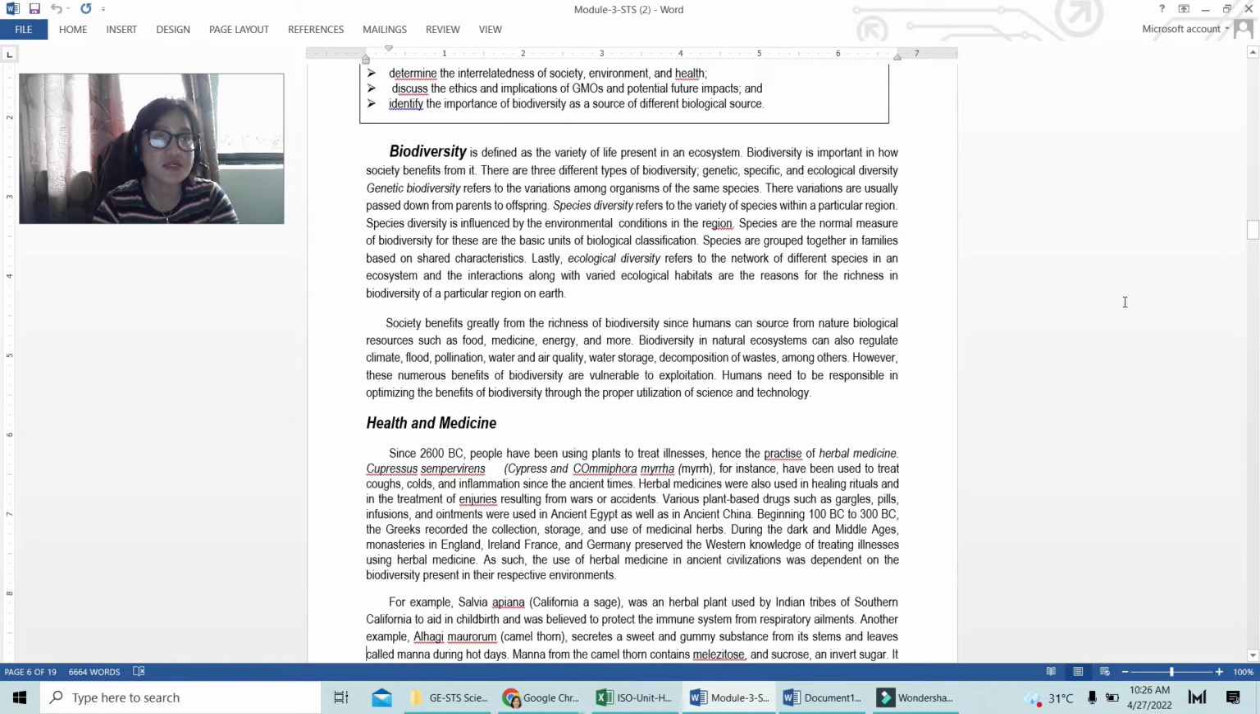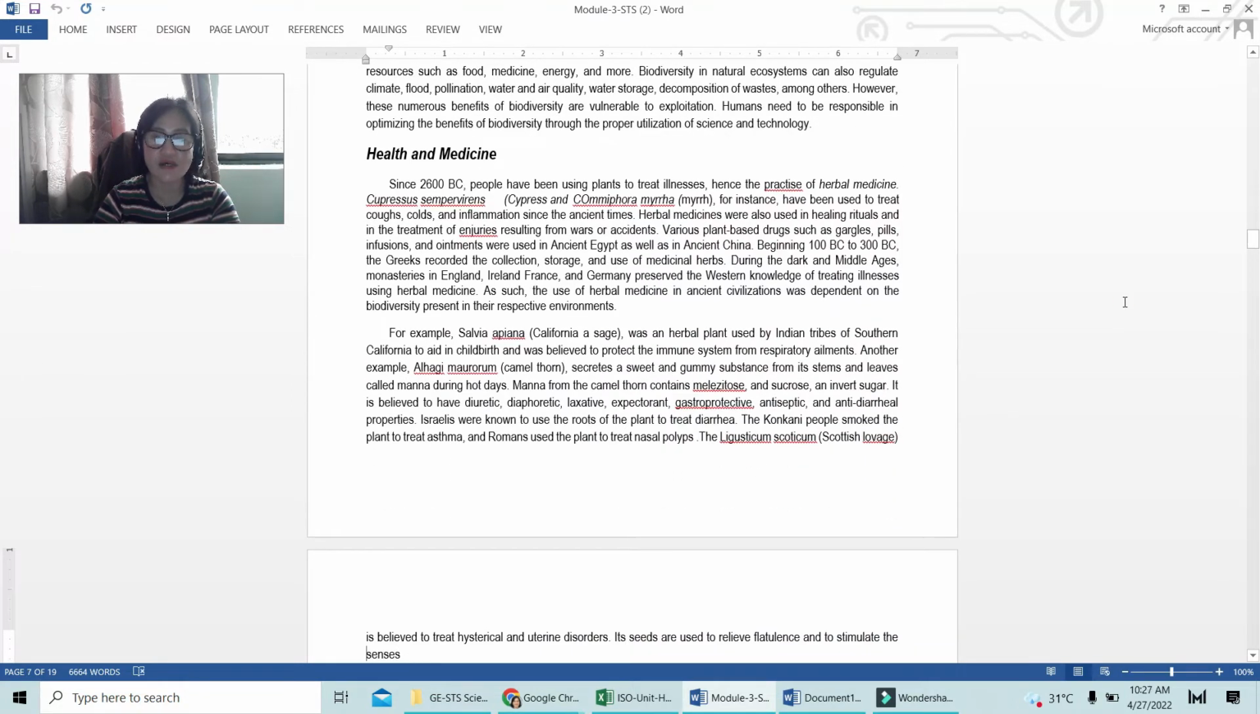So, not just herbal medicine, there are also some ritual practices, especially the Chinese type of medicine, which are mostly into alternative medicine. For example, we have here Salvia apiana. It is Californian and was a herbal plant used by Indian tribes of Southern California to aid in childbirth and was believed to protect the immune system from respiratory ailments.